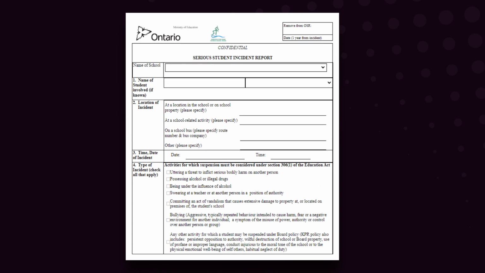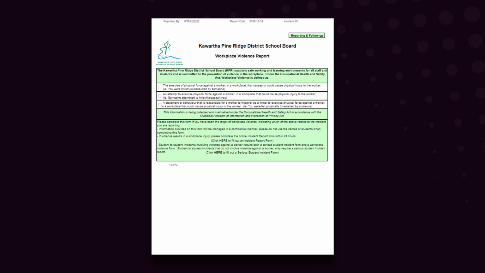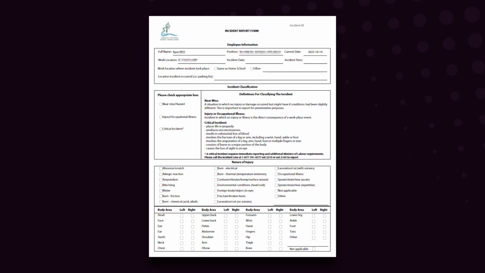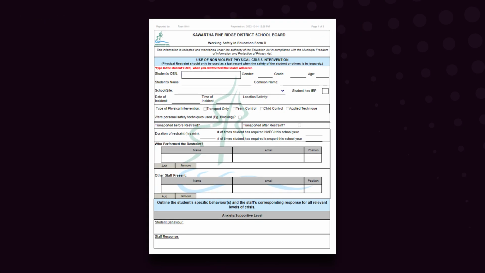The Serious Student Incident Report. This report is completed when a student is involved in an event which may lead to suspension or expulsion, but the incident is not directed toward staff. The Workplace Violence Report, which is used when you have experienced a workplace violence event. The Staff Injury Near-Miss Form. This document is used to report any staff injuries or near-miss events. And the Nonviolent Physical Crisis Intervention Report, which is required if staff have utilized extensive verbal de-escalation strategies and/or physical intervention techniques when working with a student.